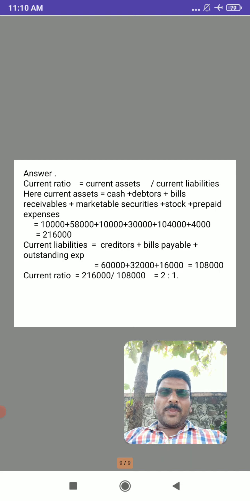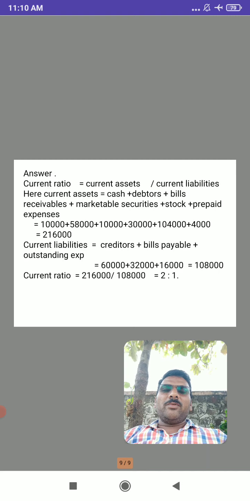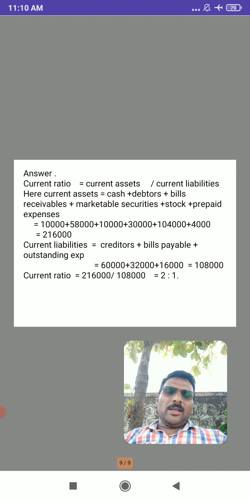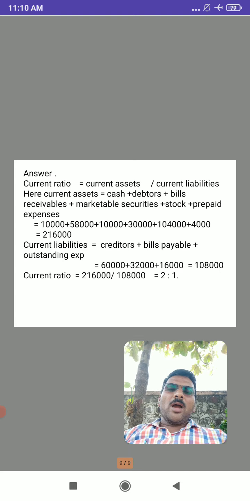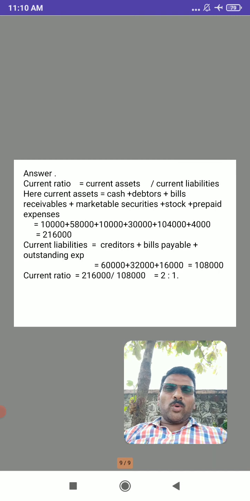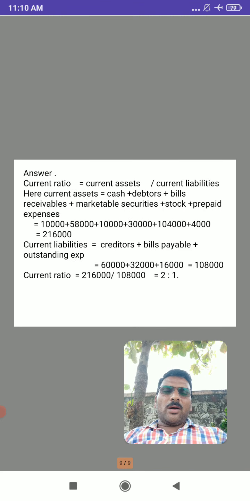So like this, the ratios are calculated. In this session we have started the 5 marks questions. We are solving the exercise problems here, and in the first 3 problems we have seen how to calculate the current ratios, current assets and current liabilities, all the things. I hope it is understood by you all.